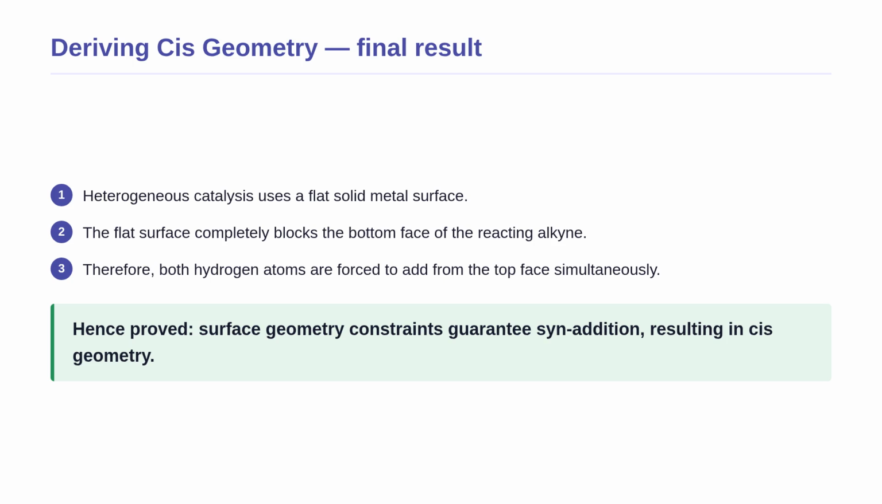Now that we have seen the final answer, let us formally prove why this specific geometry occurs. The mathematical and physical reasoning relies on the solid metal surface. Because the metal acts as an impenetrable wall, it completely blocks the bottom face of the alkyne. The hydrogen atoms have no choice but to add from the top face simultaneously. This proves that heterogeneous catalysis with surface constraints will always guarantee syn addition, giving us the cis geometry.